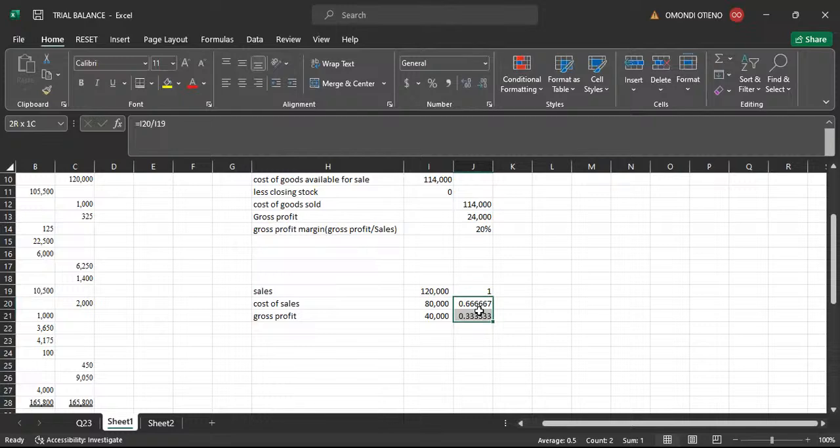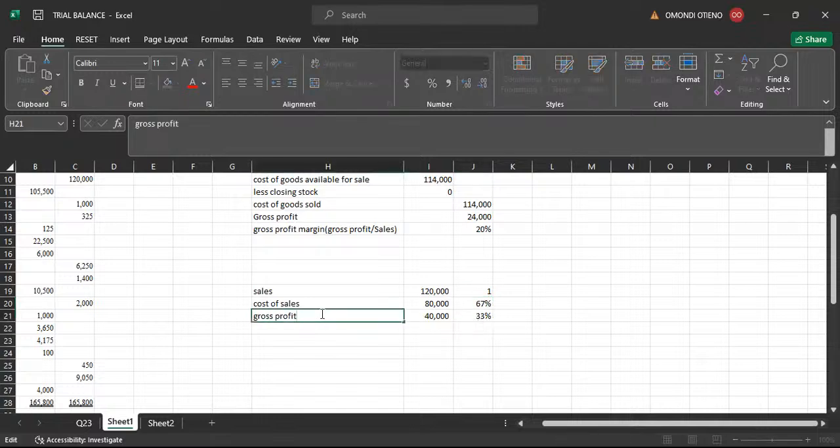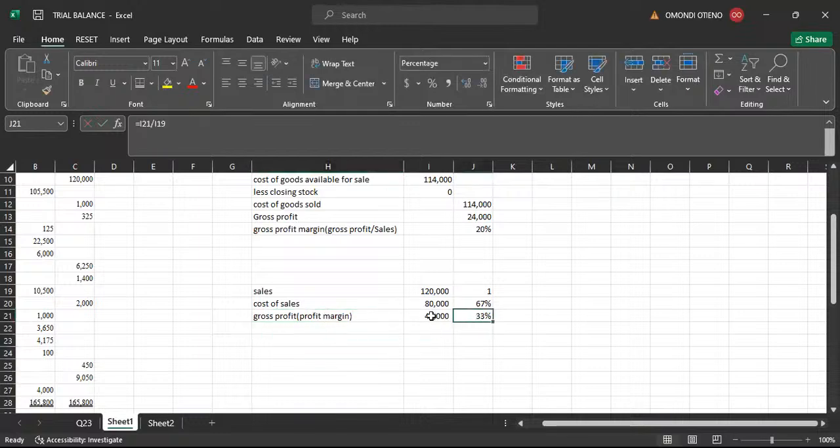So these are the percentages, so just come and insert the percentage so we are able to see them there. So these are the percentages we are talking about. And this gross profit ratio is what we call the gross profit margin. It is that gross profit divided by the sales value.